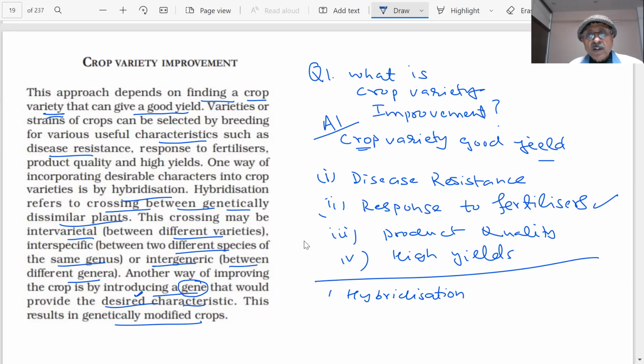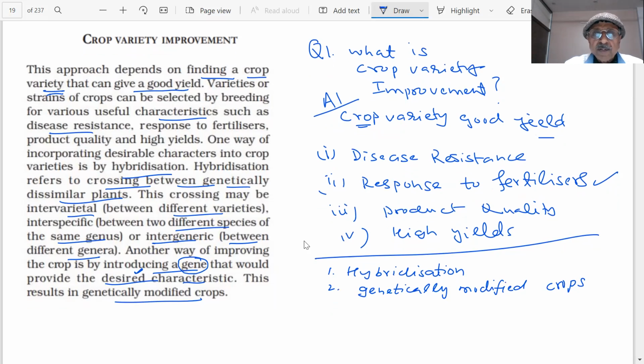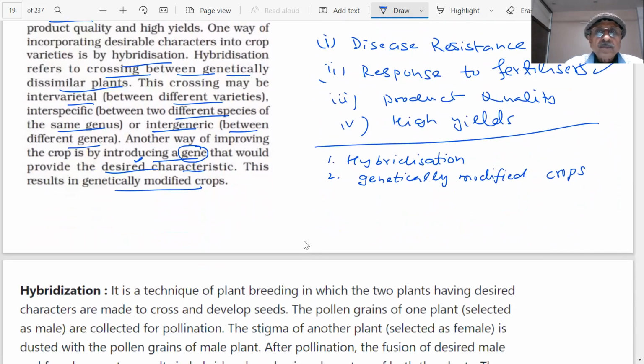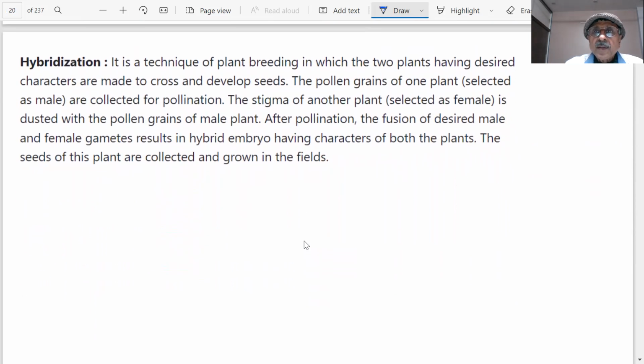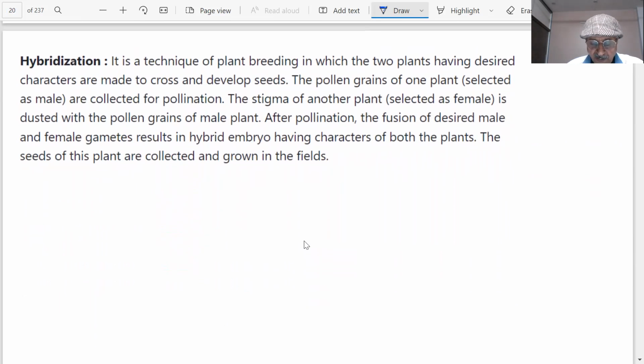Nowadays we are talking of genetically modified crops. Genetically modified crops are being produced. All these are the methods which we are using. Okay, let us see how we will do that. The first question before us, what is hybridization? Question number 2, what is hybridization, student?